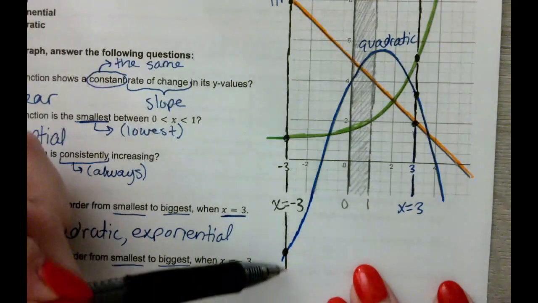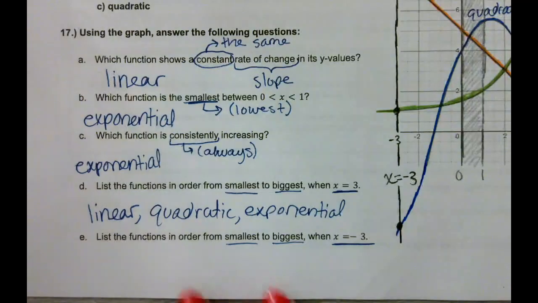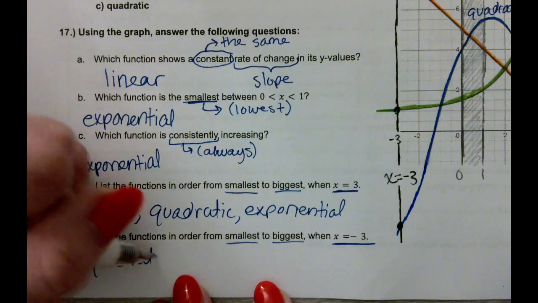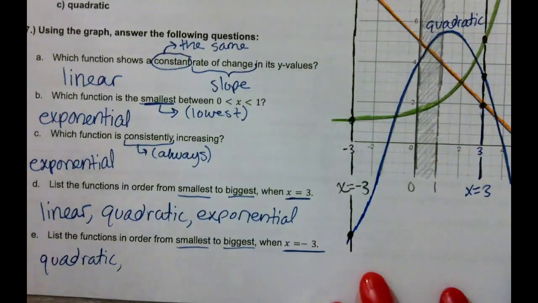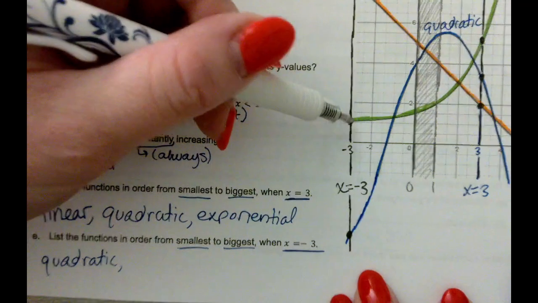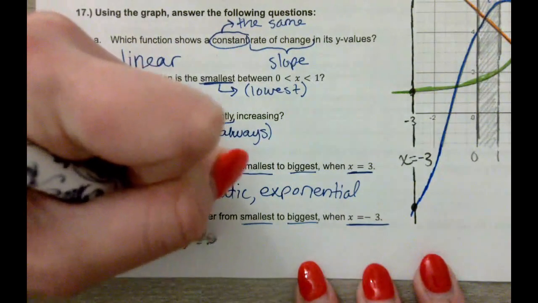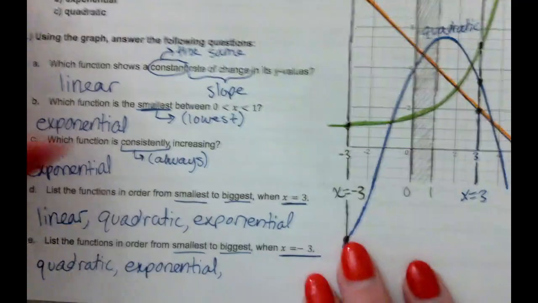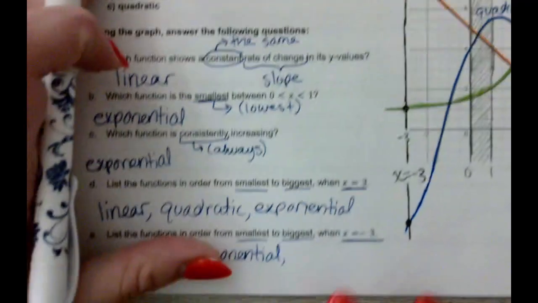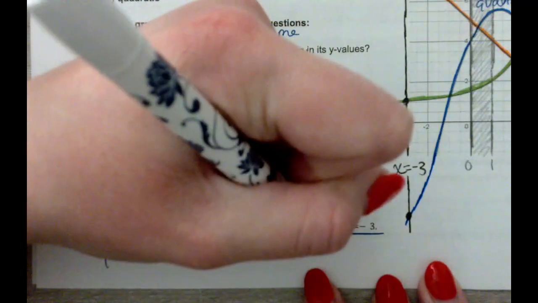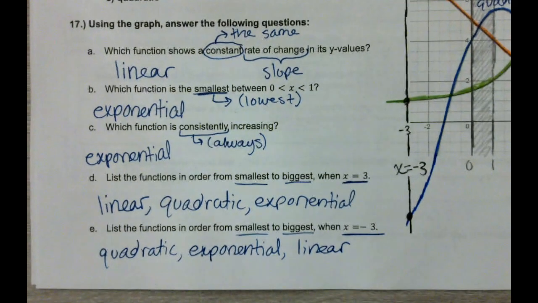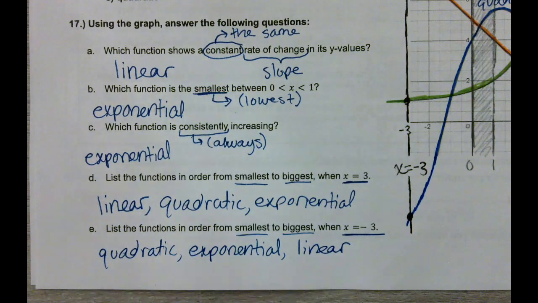Bottom to top, the first function I hit is that quadratic. Quadratic, go up. The next one I hit is the exponential. So bottom to top, quadratic, exponential, linear must be my last one, and it is. It's at the top. There is my order.